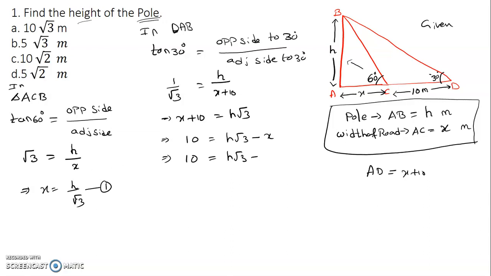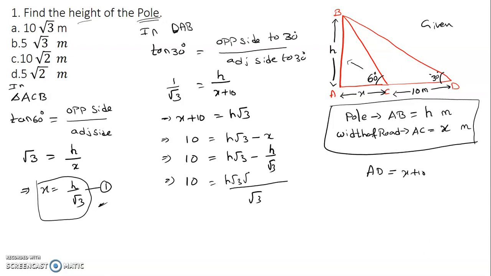X means, see the first equation. What is the value of X here? X means H by root 3, no? So, here X is there. You can write H by root 3 follows by equation 1. Okay, you have to solve it. This is equal to root 3.